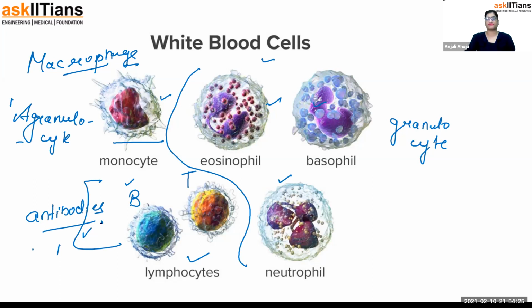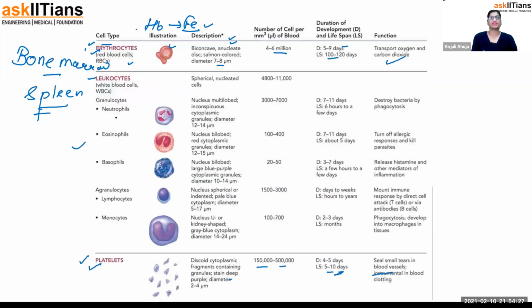Now let me tell you types, function of them. Coming back to this, neutrophil, this is having multi-lobe nucleus. Inconspicuous cytoplasmic granule, inconspicuous means invisible. Yeah, this information is enough. Number per microlitre 3,000 to 7,000. Mainly the numbering is important for this and this. Only these two numberings are important that you have to remember. Otherwise, if you don't want to do other, don't worry. You don't have to do. Just remember functions of them.